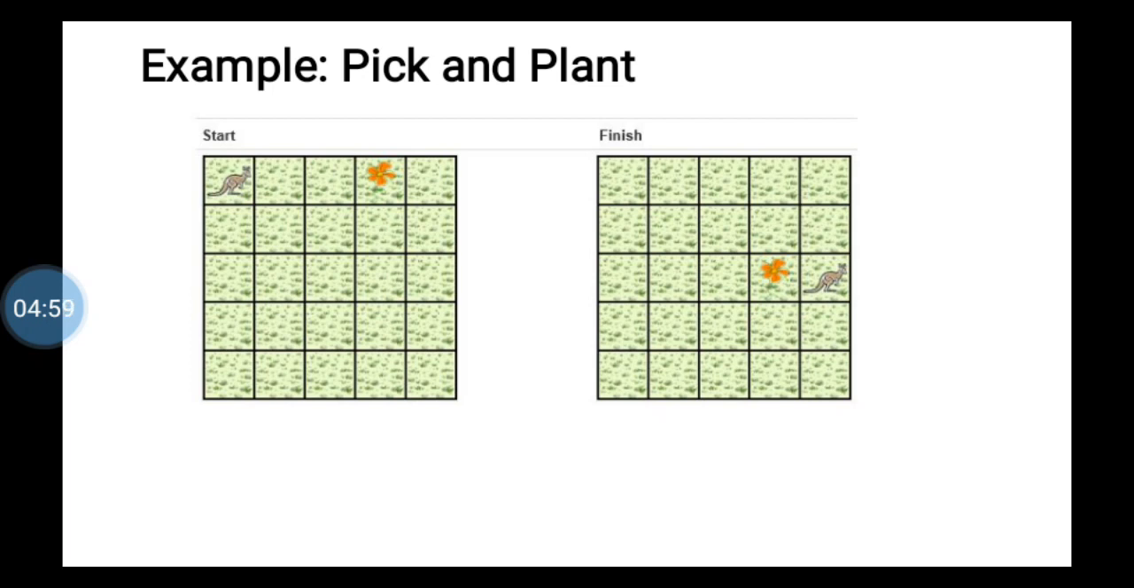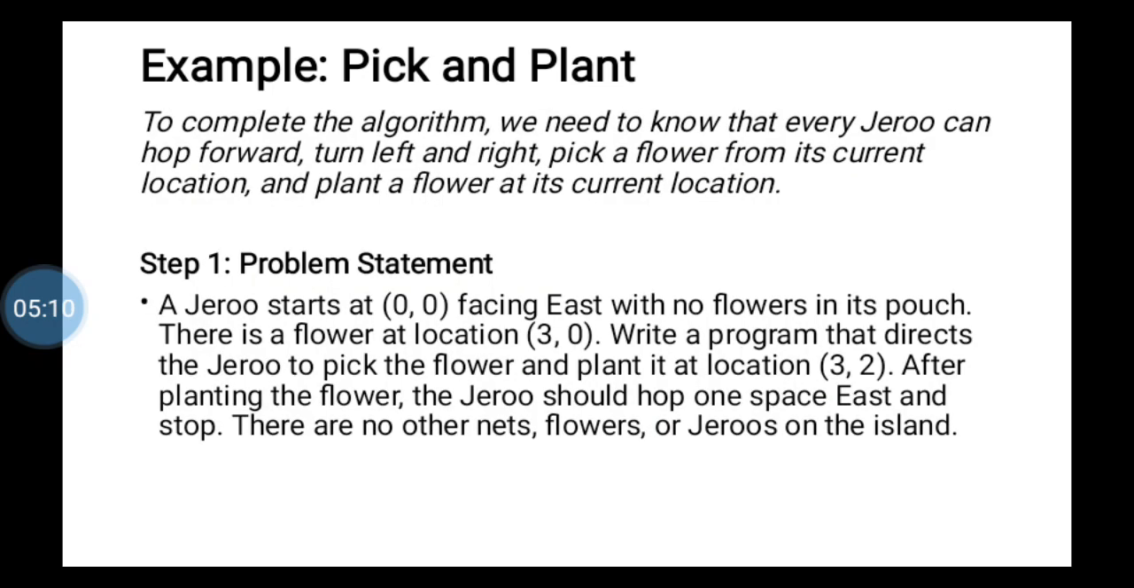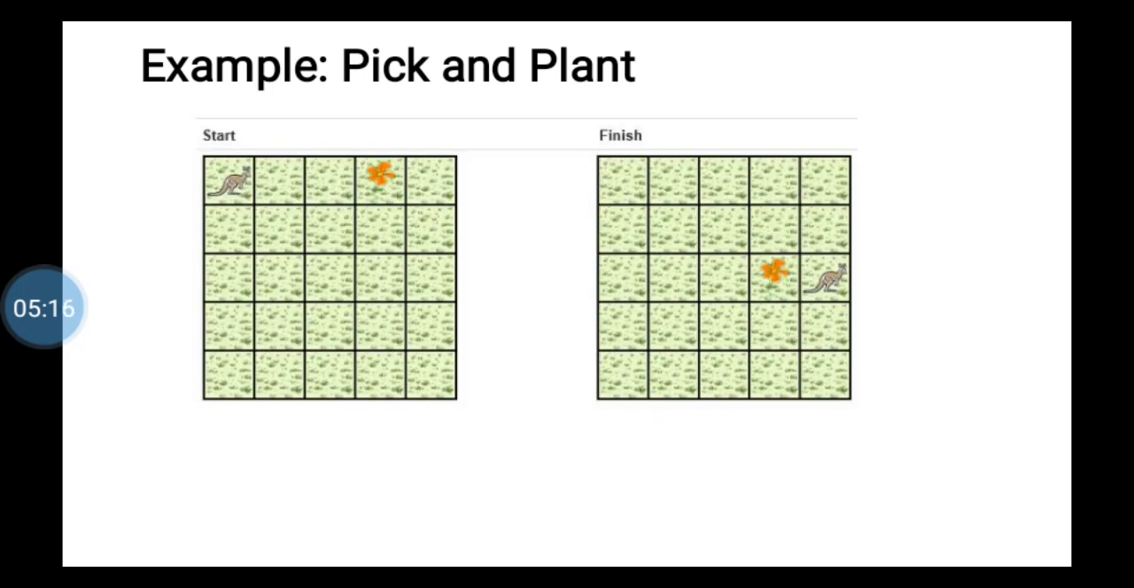Now at the point of finish, the flower was planted at point 3 2. I hope that's what was requested for us to do. Yes, point 3 2. Now let's see how we got our point 3 2 here. If you count from the left, 0 1 2 3, I'm talking about the finish now, you can see that the flower is on the third column, and if you count from the top, 0 1 2, the flower is at point 2. So yes, that is correct.